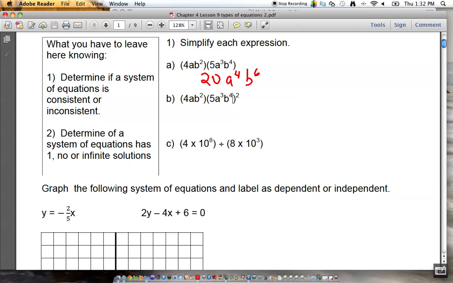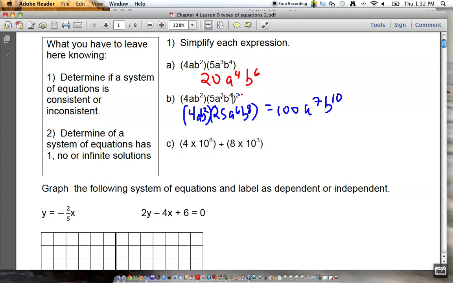Now, we just said multiply coefficients, add exponents. This is a little different because of the exponent of 2 here. That means I have to square it first, because by order of operations, PEMDAS, we always do the exponents first. So this becomes 5 squared is 25, and when I raise a power to a power, I multiply: a to the 6th, b to the 8th. And then I'm going to multiply that by 4ab squared. So 4 times 25 is 100. Add exponents: a to the 7, b to the 10.